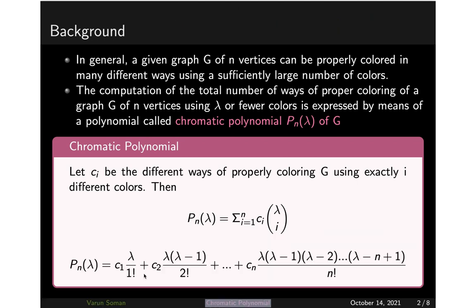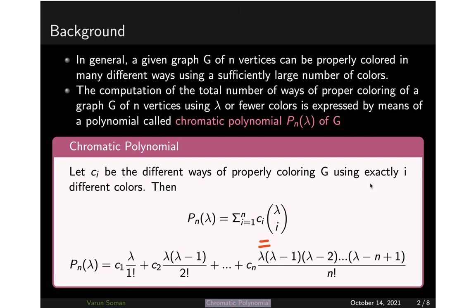What is it? Ci into lambda Ci, that is C1 into lambda by 1 factorial, C2 into lambda into (lambda minus 1) by 2 factorial. This is just the definition of the combination here. So I hope it is clear. In some problems we will be using the direct definition to calculate the chromatic polynomial, and in other problems we will use common sense application. So what is basically a chromatic polynomial? A chromatic polynomial actually gives you the number of ways in which a given graph could be colored using lambda or fewer colors. So that's it.